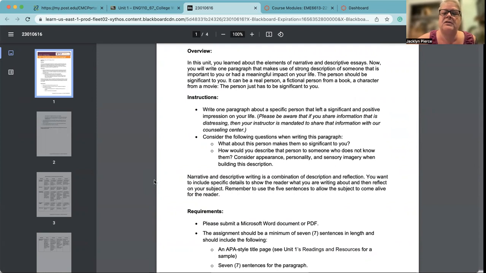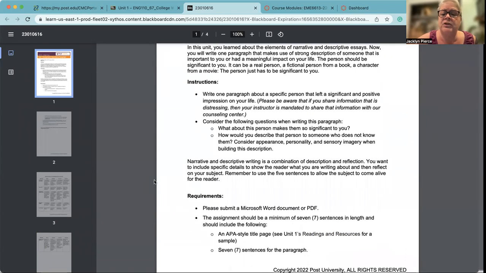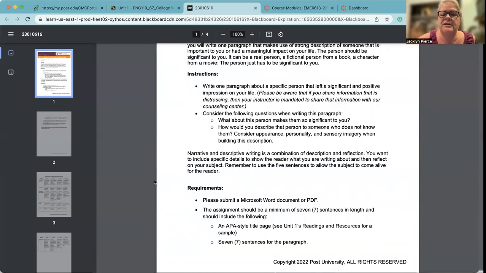So physical appearance, personality, sensory imagery, what does their voice sound like? What do they look like? All those wonderful things. Narrative and descriptive writing is a combination of description and reflection. So you want to include specific details to show the reader what you are writing about and then reflect on your subject. Remember to use the 5 sentences to allow the subject to come alive for the reader.